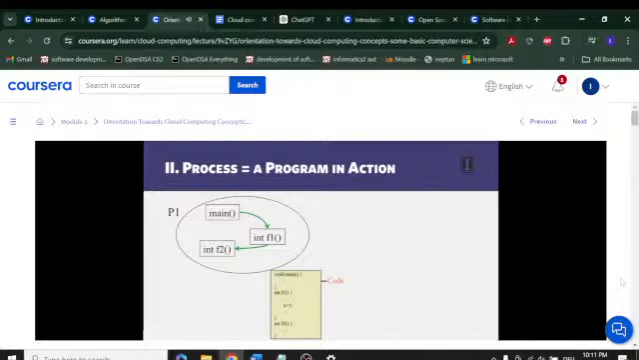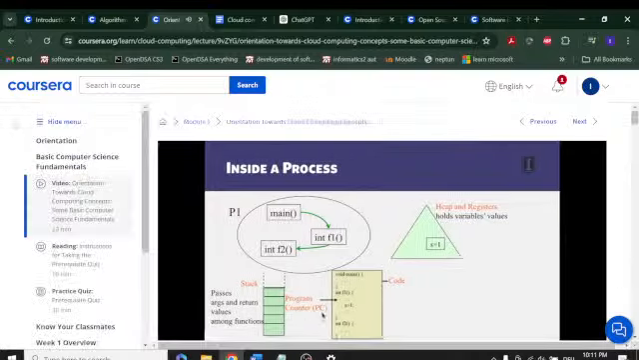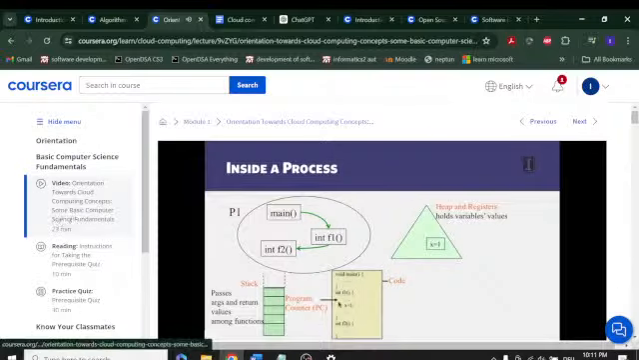The process itself consists of multiple other components. The code typically doesn't change, but the other components might change. What are these other components? Let's look at them one by one. First of all, there's a program counter, which is an index into the code which says where the program is right now. What is the exact line number within the code where the program is executing right now?